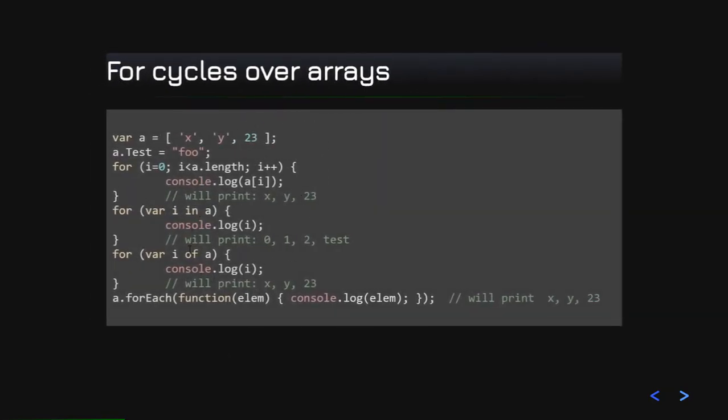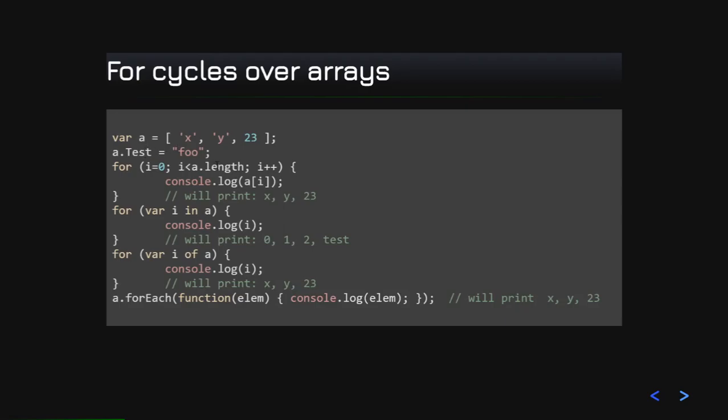Some examples of using for cycles to parse an array. This is an array, this A is an array. But as you will see later on, arrays and pretty much everything in JavaScript are objects, so we can also add a new property to A here. The test property is added to A. So we add a new test property with the value foo.